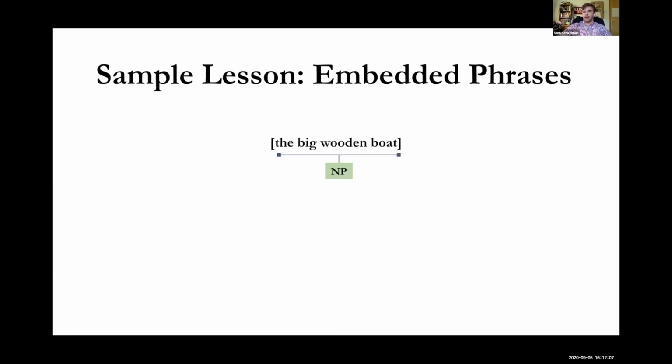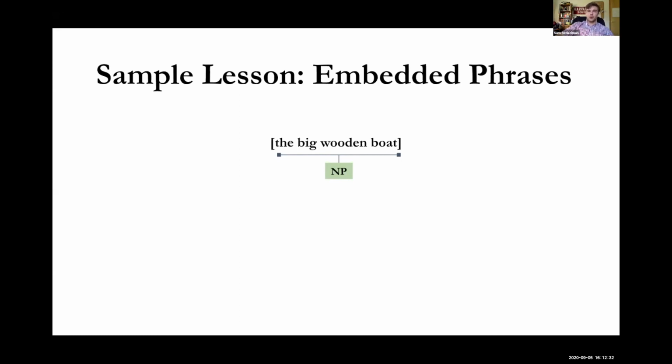I'll call it an NP, a noun phrase. And it's just a noun, in this case, boat, including all of its modifiers, right? So the, big, and wooden, those are all adjectives modifying that noun boat. That makes a noun phrase. And students will often wonder, well, why do I have to know that that's a noun phrase? Why does that matter? Well, one reason it matters is because a noun phrase is part of the definition.